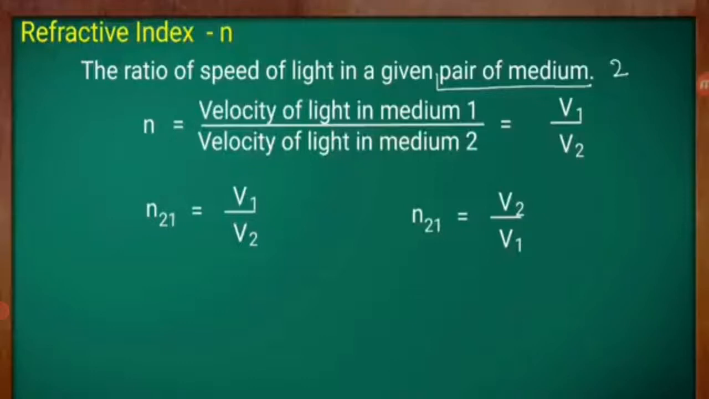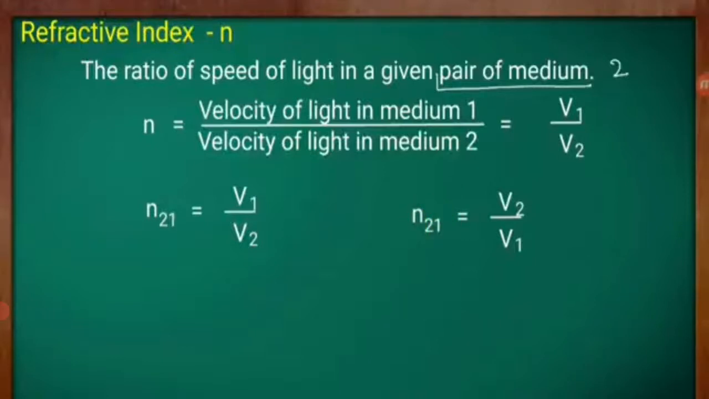It is the refractive index of the second medium with respect to the first medium, whereas here it is n12. There is a slight change, children. Here it is the refractive index of the first medium with respect to the second medium. So here it is the refractive index of the second medium with respect to the first medium, v1 by v2, and here it is the refractive index of the first medium with respect to the second medium, that is n12.